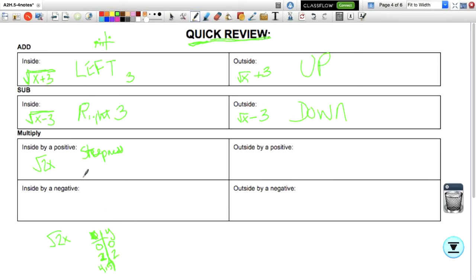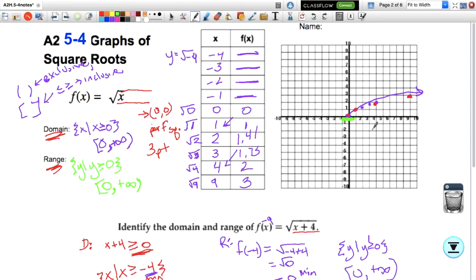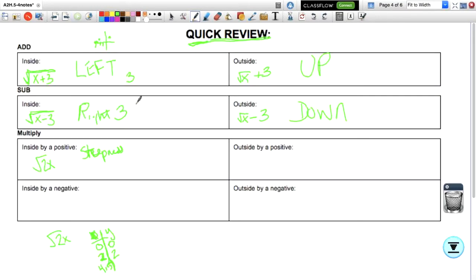So our normal, if we think back to our parent function, it normally starts at 0, 0, and then it goes over 1, up 1. Well, if we look at what happened here, it still starts at 0, 0. It didn't move left, right, up, or down, because there's no adding or subtracting. But our steepness went from being up 1, forwards 1 to up 2, forwards 2. Or excuse me, our x being 2, so we'd go over 2 and then up 2.